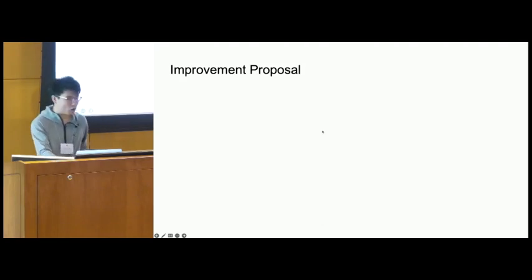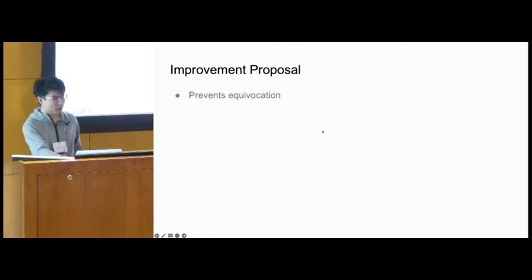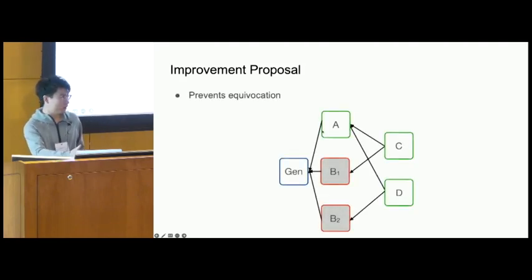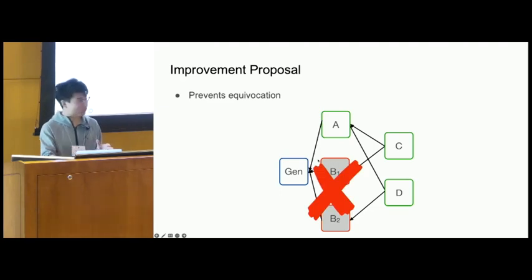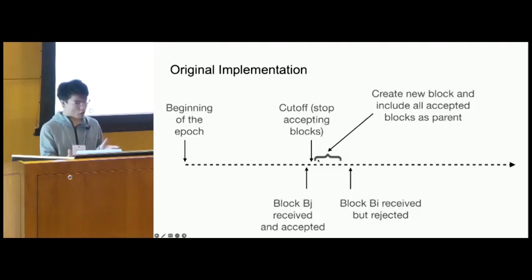So at a high level, this improvement proposal is based on the observation that the unsplit attack, or the balance attack I showed previously, is not possible if we can prevent the adversary from equivocating. And this is the original implementation of the Filecoin client.